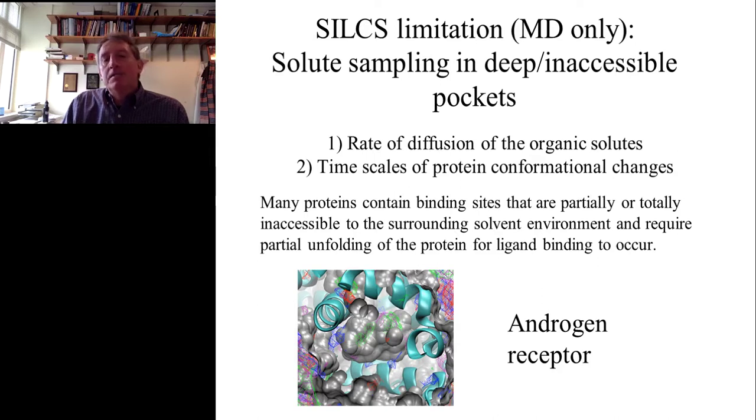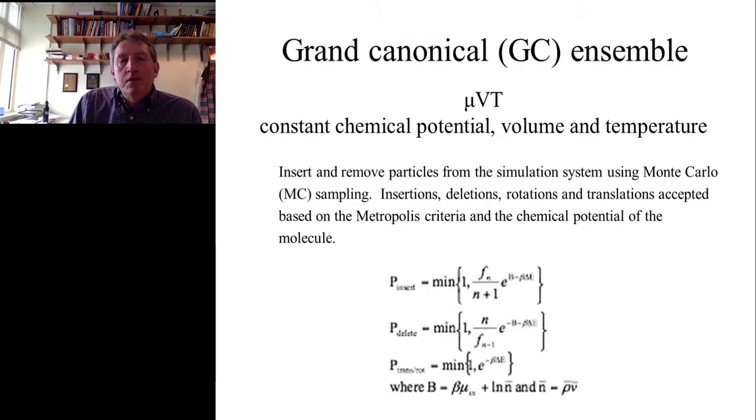And the binding pockets of the androgen receptor and other nuclear receptors are totally blocked from the protein surface, since the protein has to partially unfold. And again, we wanted our Silks maps, our frag maps, to be able to sample these very deep or totally blocked binding pockets so we can use the technology for GPCRs and other types of proteins with these very deep inaccessible pockets. So what we developed to do this was the grand canonical methodology.